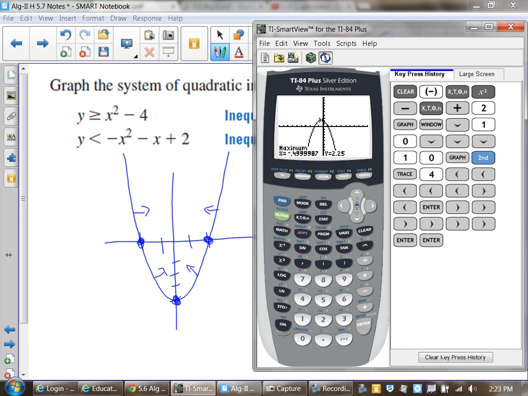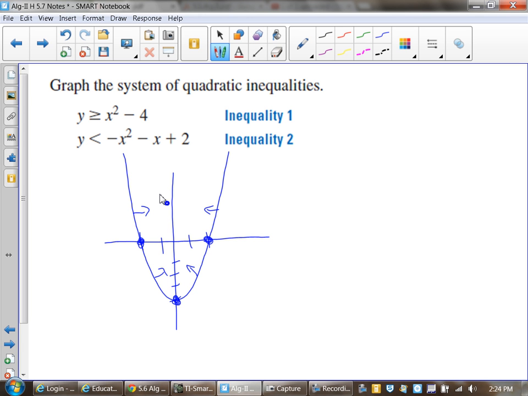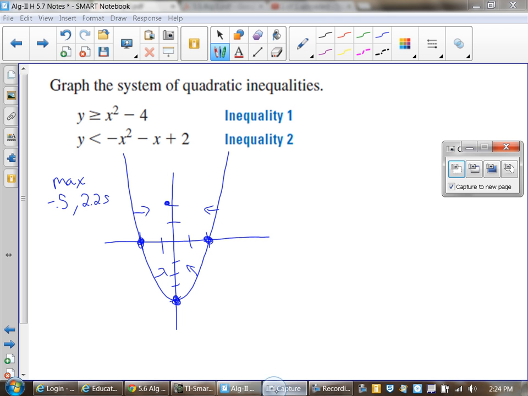Okay? So I'm going to say my maximum value is at negative 0.5 and 2 1/4. Is it 2 1/4 or 2 1/8?